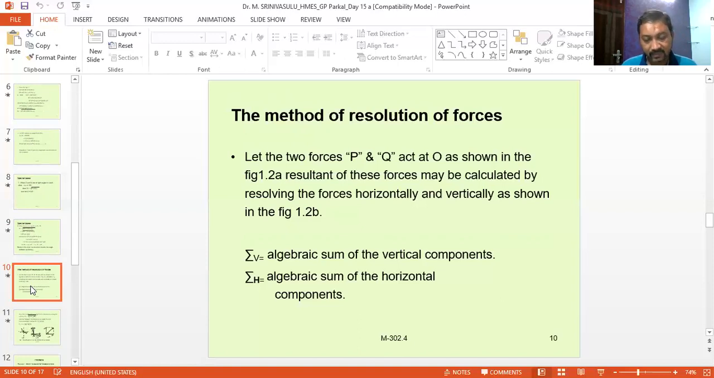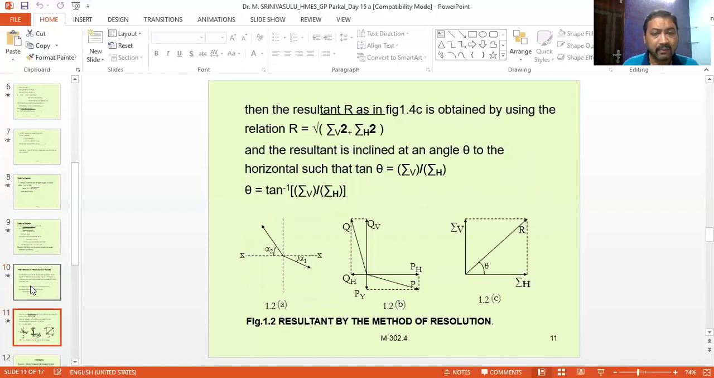is sigma V. And here R can be found using the equation R is equal to under root of sigma H whole square plus sigma V whole square. So here R square becomes sigma H whole square plus sigma V whole square, so R becomes under root of sigma V square plus sigma H square. That gives the magnitude of the resultant.